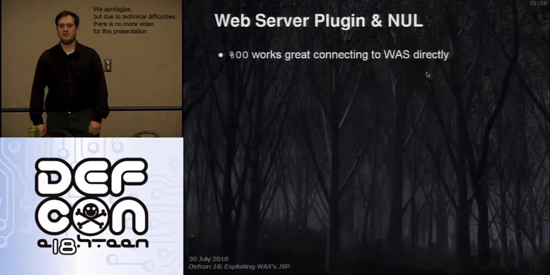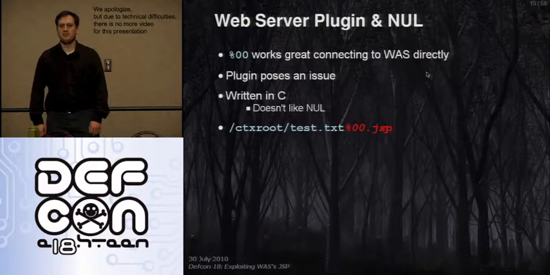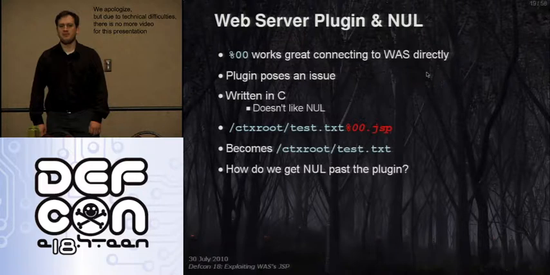But the problem is that going for a null byte in WAS is easy. But the plugin is written in C, and so it really doesn't like the null character. It terminates your string, and instead of getting your test.txt%00.jsp, you get test.txt, which WAS then just tries to serve out as a normal static file, and if you're not serving static files, then you can't get it, or if you're trying to do a directory. So the next challenge in this puzzle, in terms of how to actually do something useful with this vulnerability, is to figure out how to get nulls past the plugin.